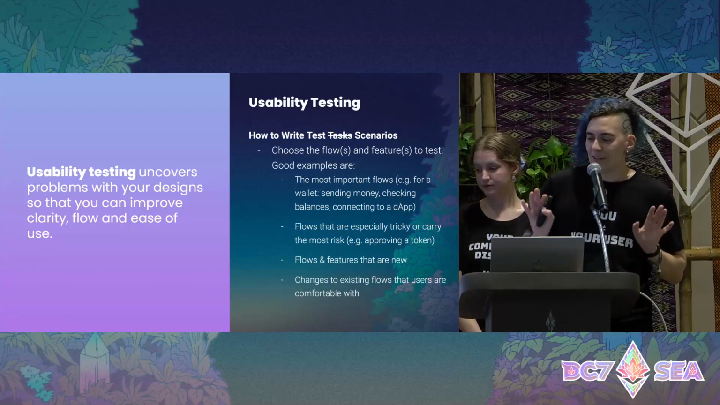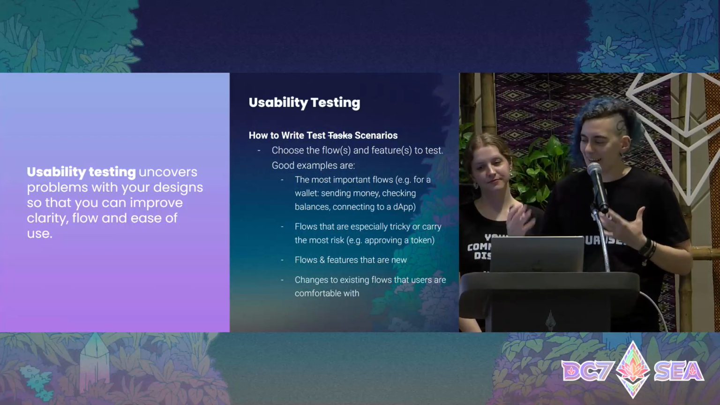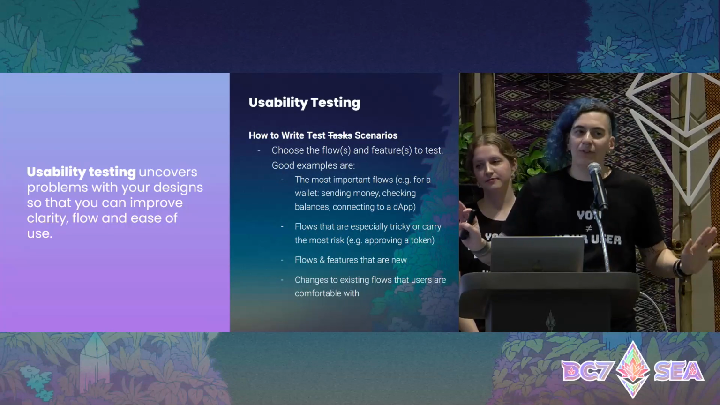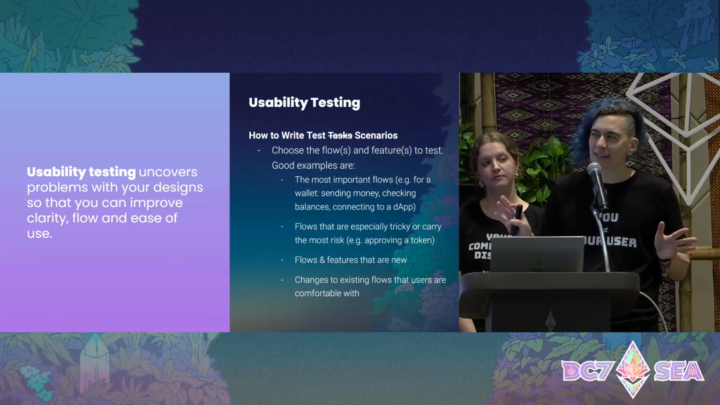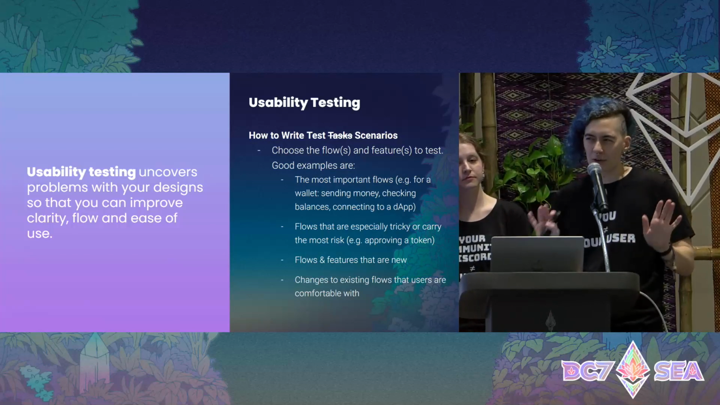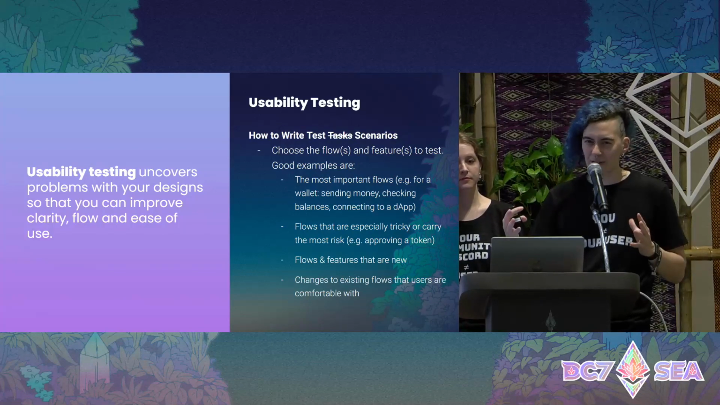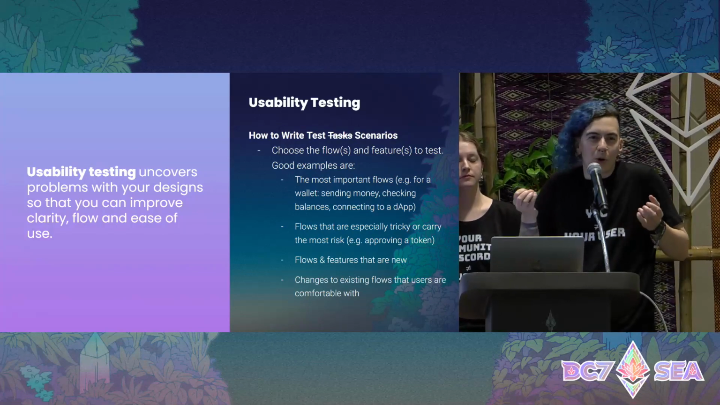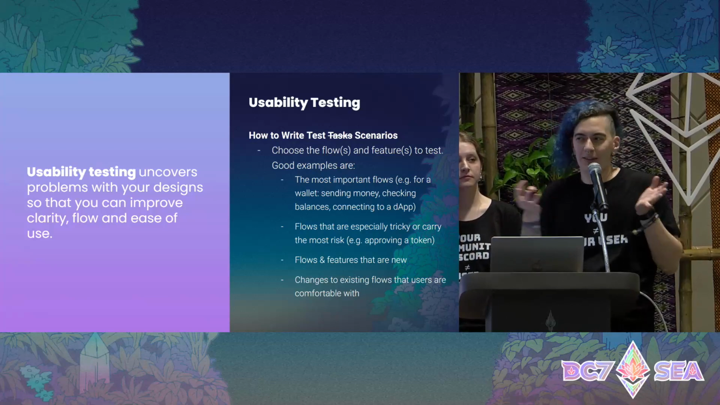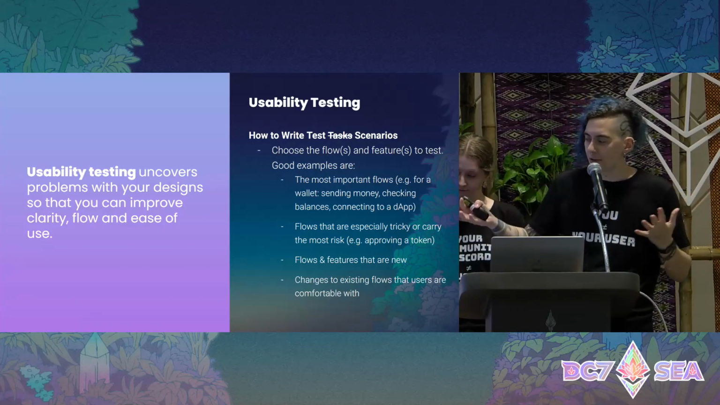Okay, so now we get to the tasks. As I alluded to, don't think of them as tasks, because tasks are kind of efficient, and that's not your goal. Your goal is to get someone to behave naturally, and people aren't always very efficient the way they do things naturally. So how to write out a test scenario?